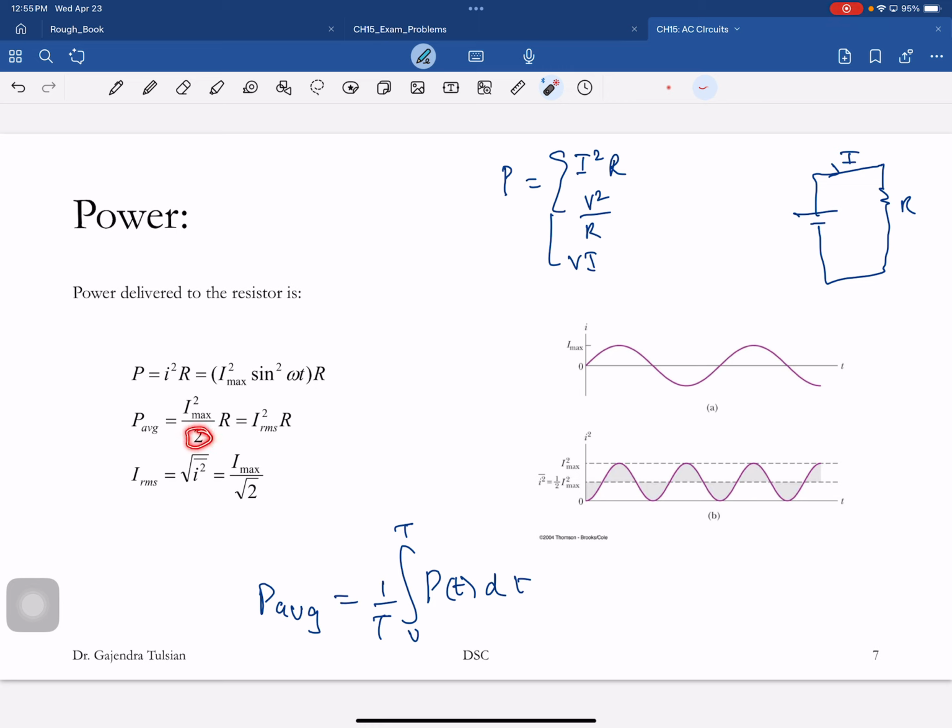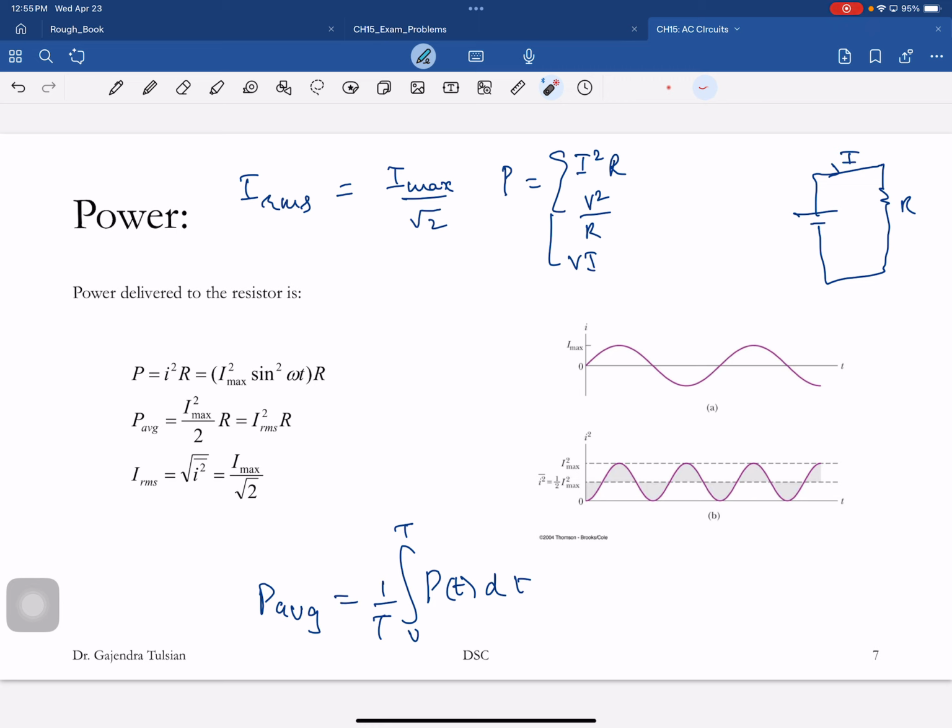Now this factor of 1/2 is a pain in the neck. You don't want to carry it around. You want the expression to look like this for the power. So we'll define a new quantity, I RMS, which will be I max over root 2. The name comes from the following: it's the square root of the average of the square of the current. Root mean square.